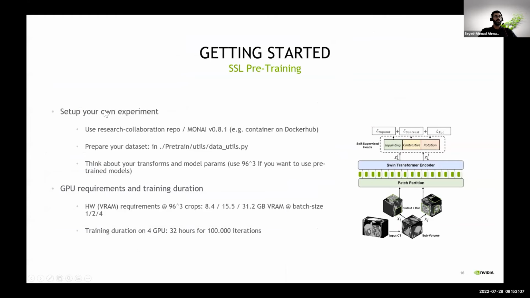A few notes. When you set up your own experiment, you again use the research contributions repository. I think you have to use a particular version of MONAI because that was the implementation of the SWIN UNETR at the time of publication. I think it was version 0.8.1, but feel free to check that. And you can always use the containers on Docker Hub to reproduce the setup that was also used in the paper. So use the Docker Hub container with that tag.